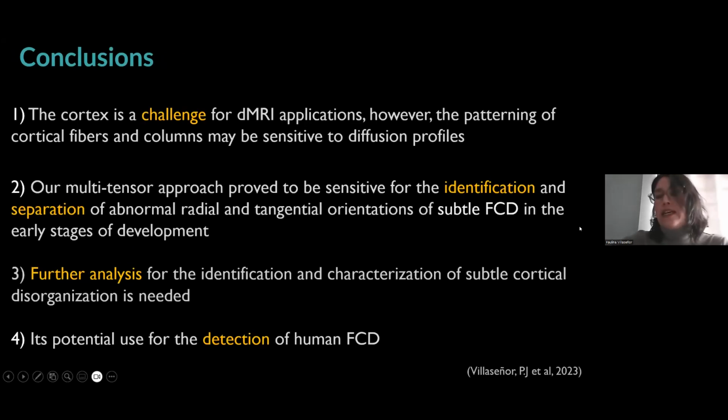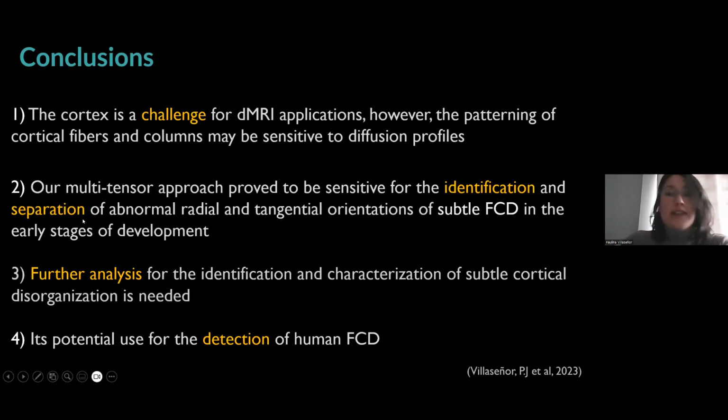And with this, I would like to highlight a few conclusions for the study. We know that the cortex is a challenge for most diffusion-MRI applications, but we think that this patterning of cortical fibers and columns could be sensitive for different diffusion profiles. And the second is that the multi-tensor proved in this study to be sensitive for the identification and separation of these abnormalities, but we only see it basically in early stages of development.